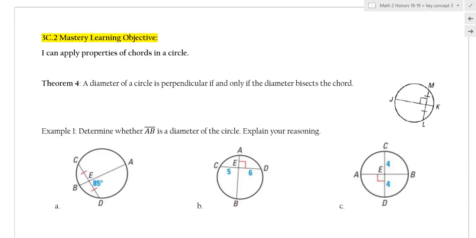We're going to look at more theorems. So this one, we're applying properties of chords in a circle. So chords are those lines that connect any 2 points in a circle.